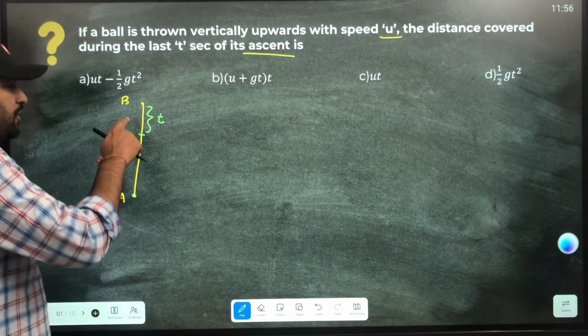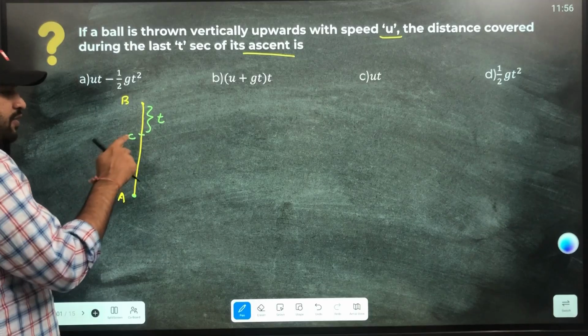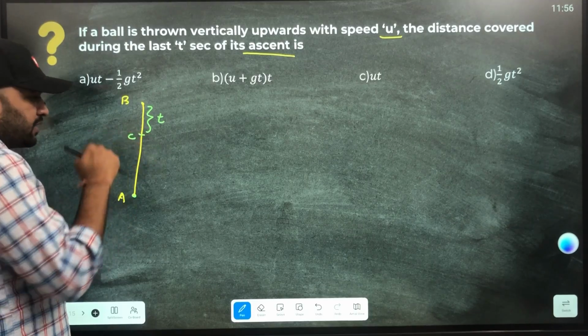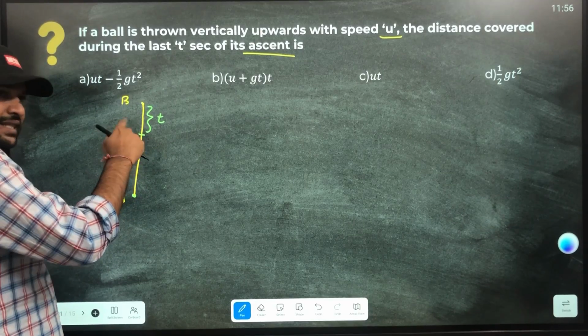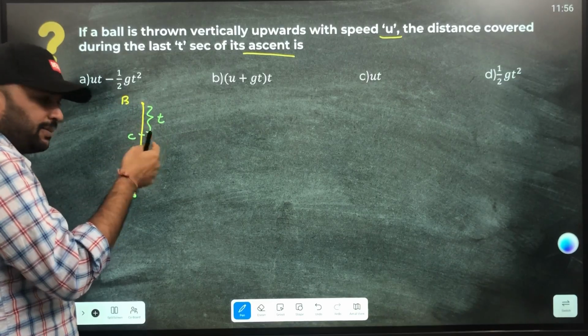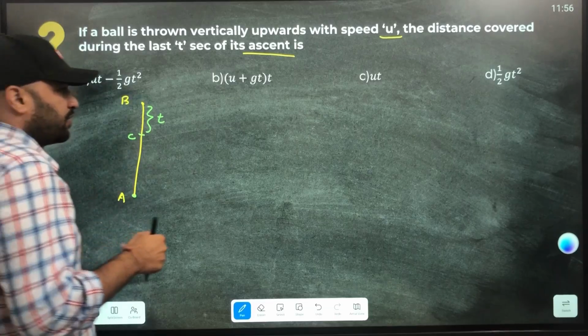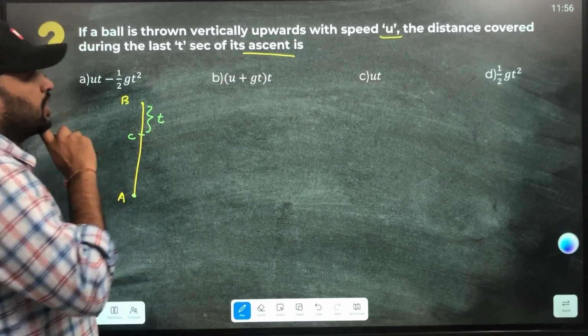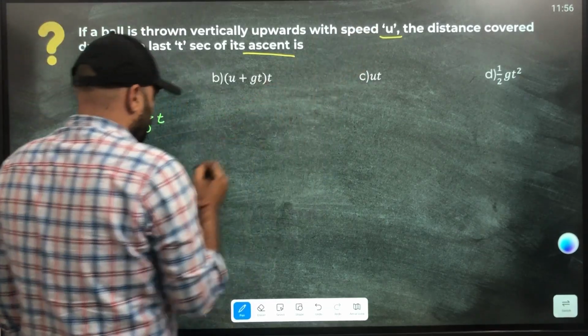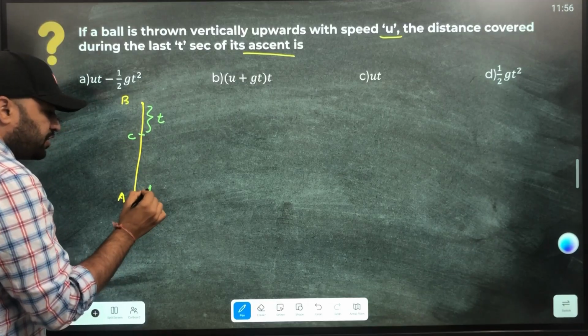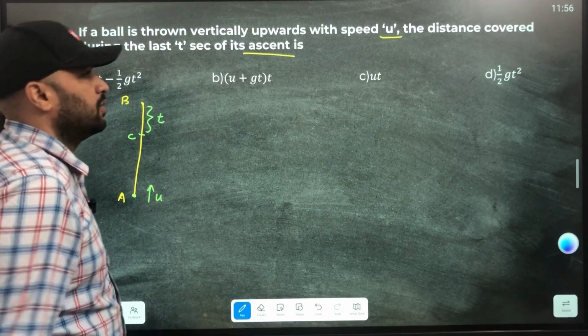Now to figure out the value of BC, we have to first find the initial velocity over here, at C. Because while going from A to C, the final velocity at C will be the initial velocity in the journey from C to B, right? So let's figure that out first. The given data is that the initial velocity with which this ball is projected upward is u, correct?